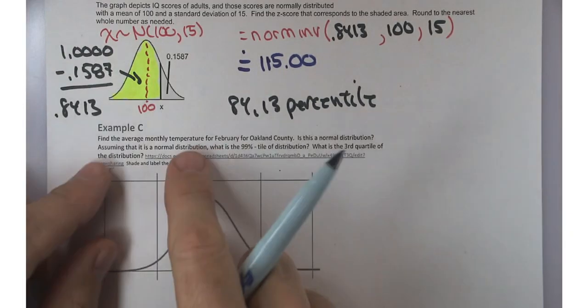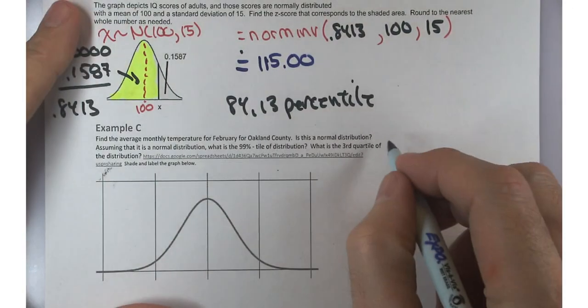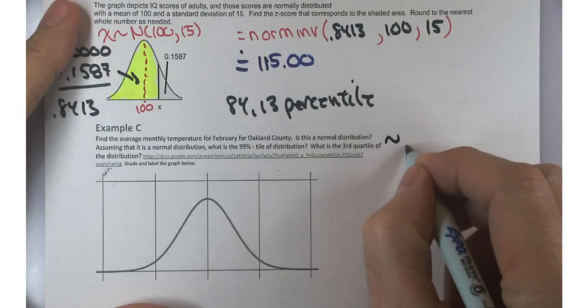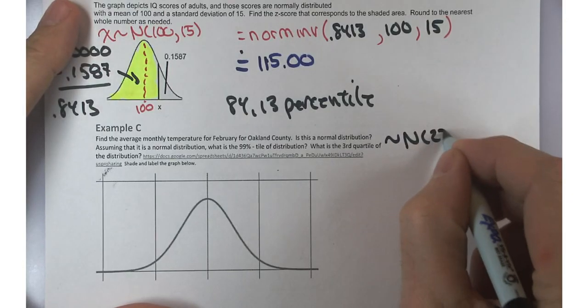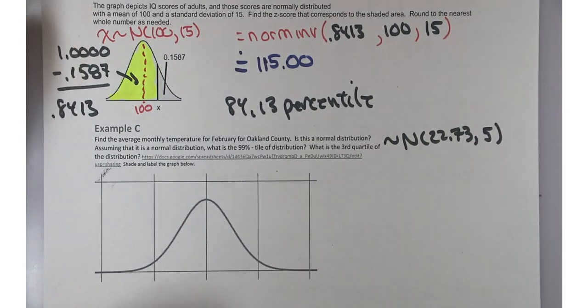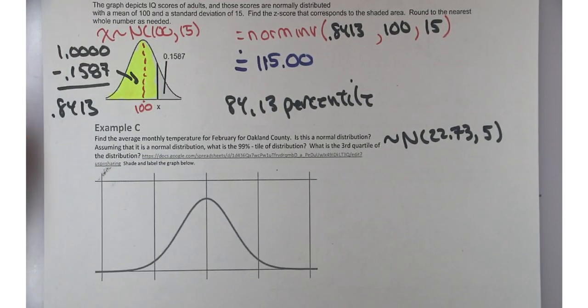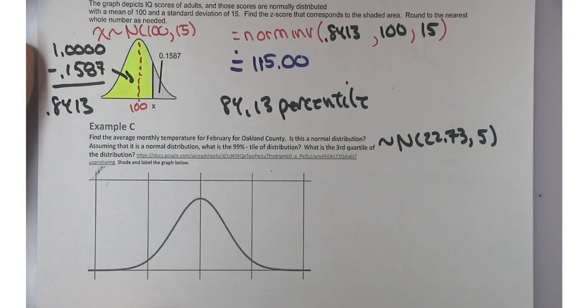Let's move down to example C. Let's find the average monthly temperature for, well, we already did that. Let me give you the distribution here. The distribution is that it's normally distributed with a mean of about 22.73. And let's round the standard deviation off to a nice friendly 5. Assuming that it's a normal distribution, what's the 99th percentile? What's the third quartile? So two different calculations there.